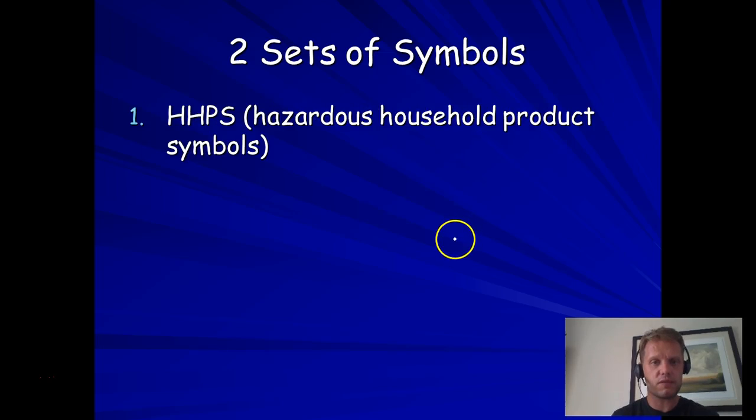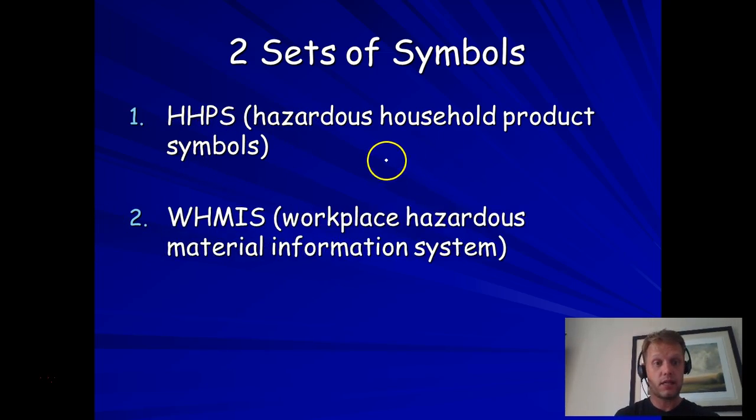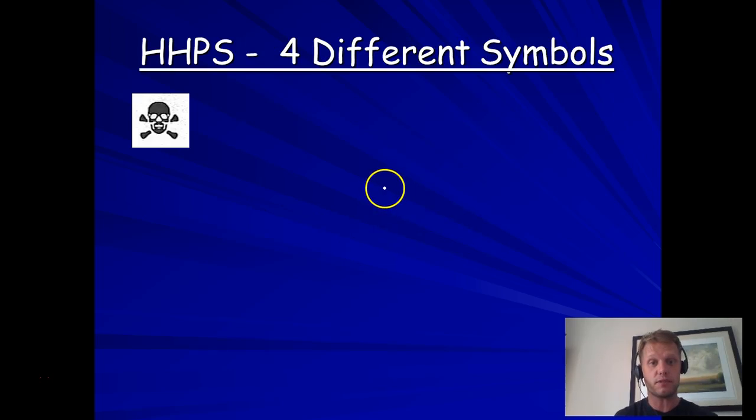So we have two sets of symbols for safety, and the first set is one that you've seen already. It's called HHPS. It means hazardous household product symbols. The second one you might have heard of is known as WHMIS, which stands for Workplace Hazardous Material Information System.